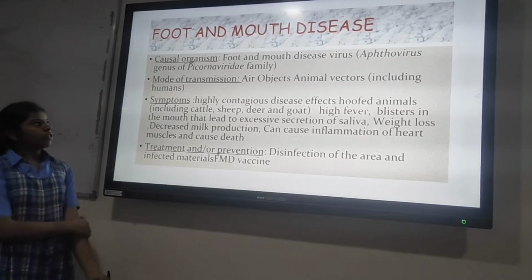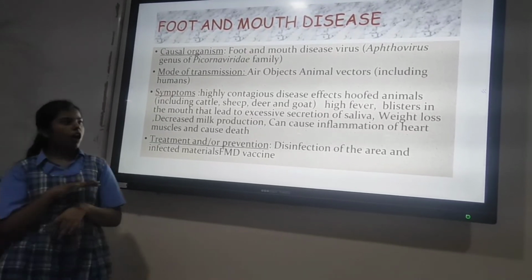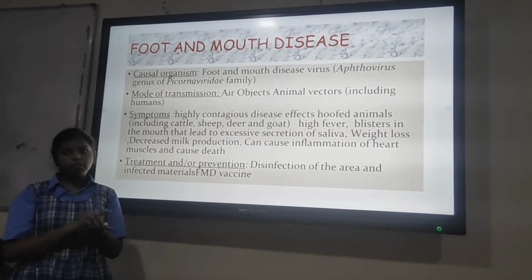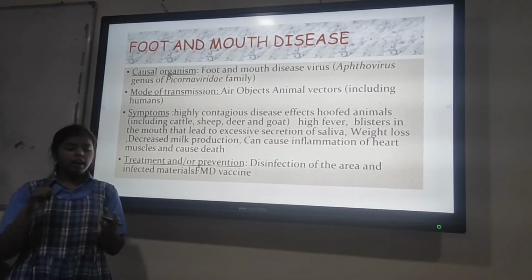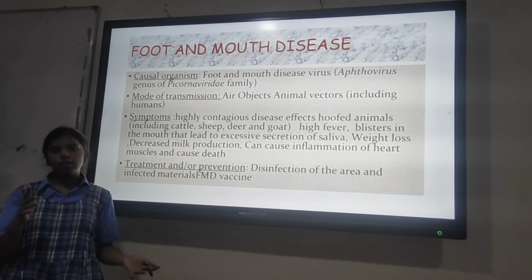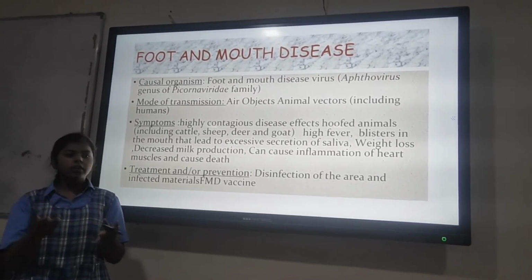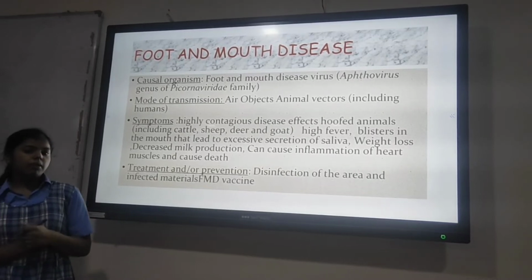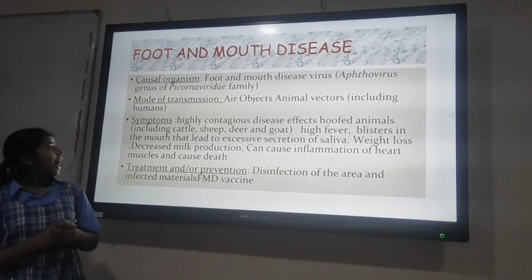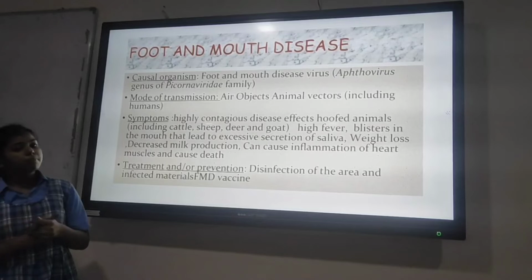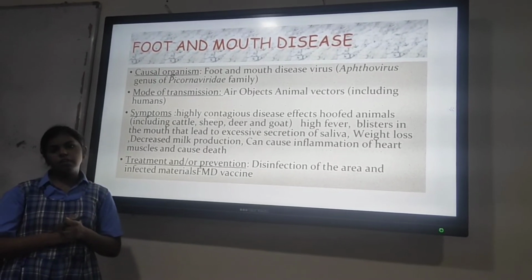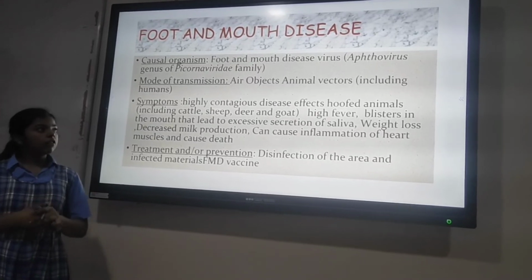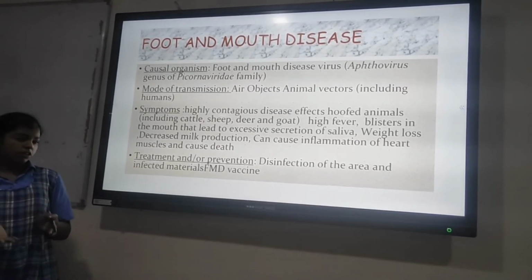Next disorder is foot and mouth disease. Foot and mouth disease is one of the odd ones out in all of these diseases because this disease doesn't affect human beings. This disease affects cattle and hoofed animals like horse, deer, goat, etc. This disease is caused by the foot and mouth disease virus, which belongs to the Aphthovirus genus of Picornaviridae family. Now, this can be transmitted through air, objects, and also animal vectors, including humans.